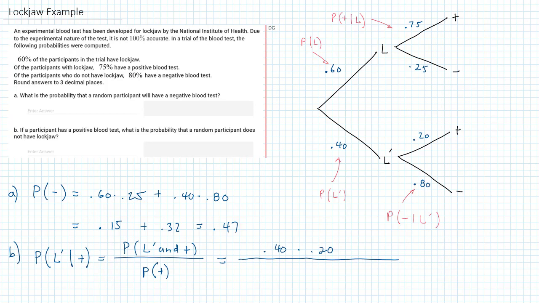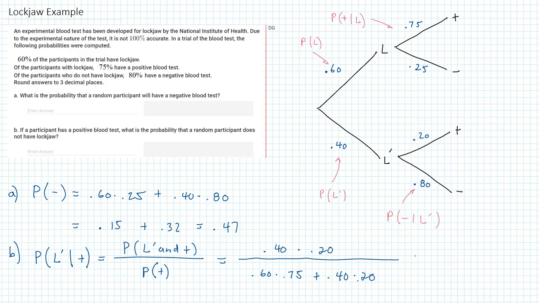Well, that's like the probability of a negative test, but instead of finding all the branches that go to negative, we need to find all the branches that go to a positive test. So there's one along the top. That one would be 0.60 times 0.75. And then we're going to add to that the one that's on the bottom here of no lockjaw, positive test. So that's 0.40 times 0.20.